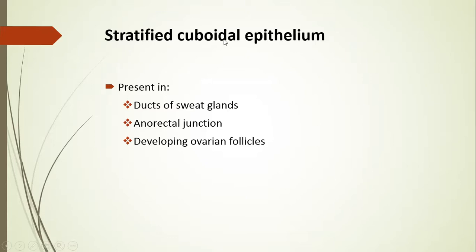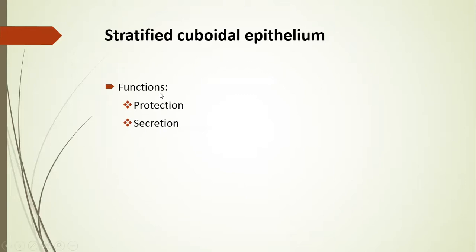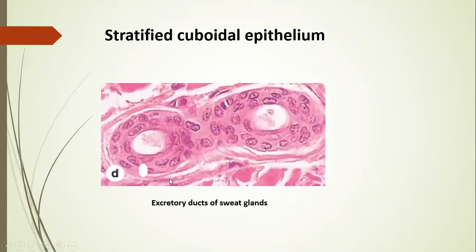Then we shift to stratified cuboidal epithelium, which is present in the ducts of the sweat glands, in the anorectal junction, and developing ovarian follicles. The stratified cuboidal epithelium's functions: protection and secretion. An example of this stratified cuboidal epithelium is the excretory ducts of sweat glands, as we see here. This is an H&E stained histological section of sweat glands, and these are the excretory ducts of sweat glands.